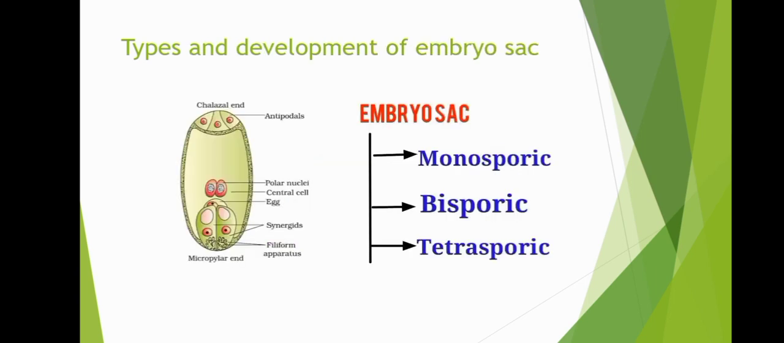Types and development of embryo sac. The embryo sac development and types may be monosporic, bisporic, and tetrasporic. Monosporic embryo sac means only one functional cell contributes to the development of the embryo sac after the degeneration of the other cells. Bisporic means two functional cells. Tetrasporic means four functional cells.